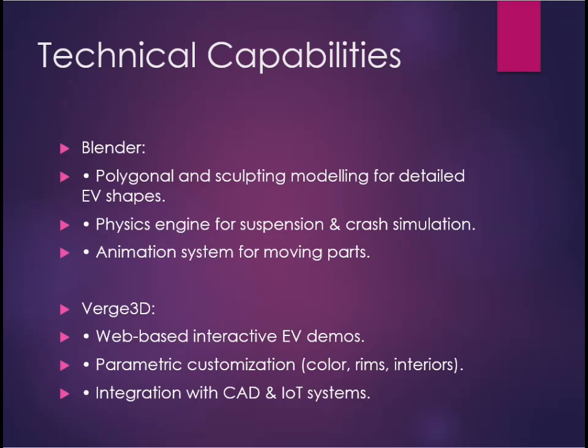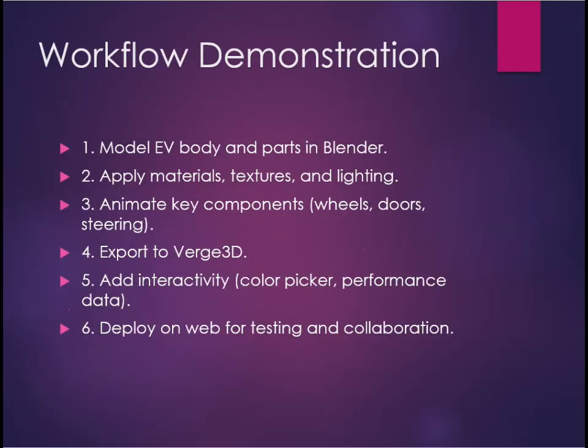Coming to the workflow demonstration, the workflow is simple and powerful. First, we model the car body and its parts inside Blender. Next, we will add materials, textures, and lights to make it more realistic. Then we animate key elements like wheels or doors. Finally, we export the model to Verge 3D, add interactivity, and publish it online for collaboration.